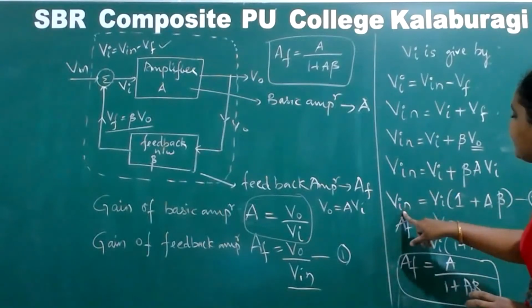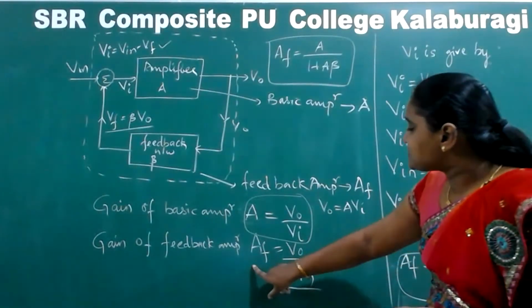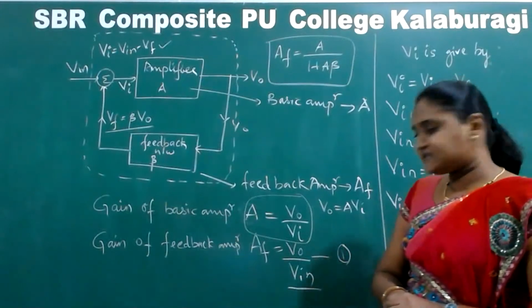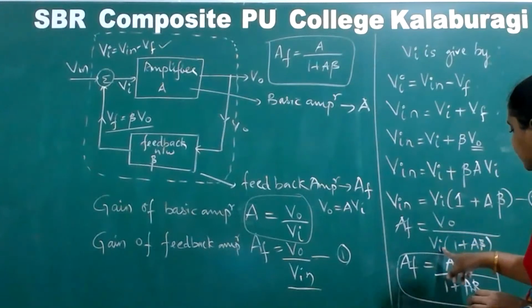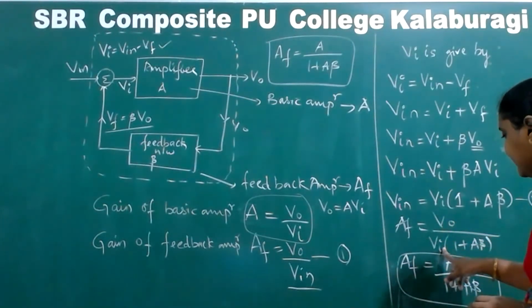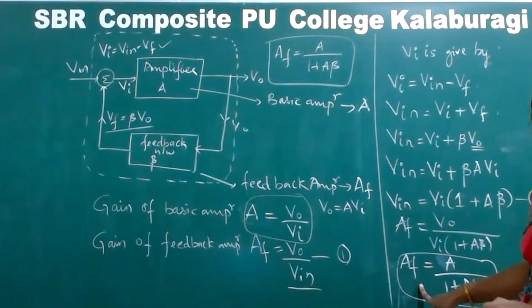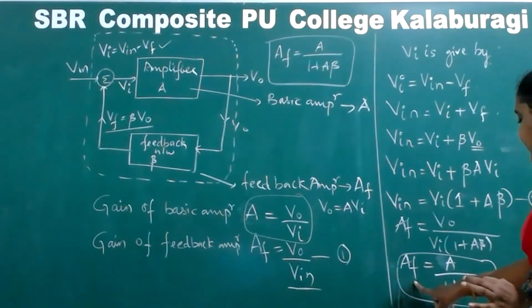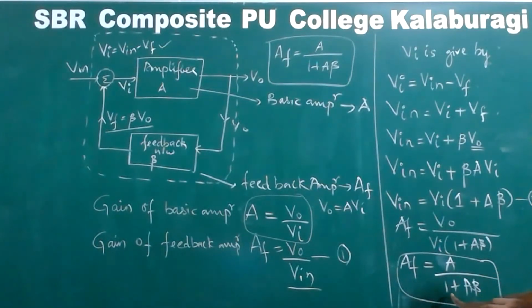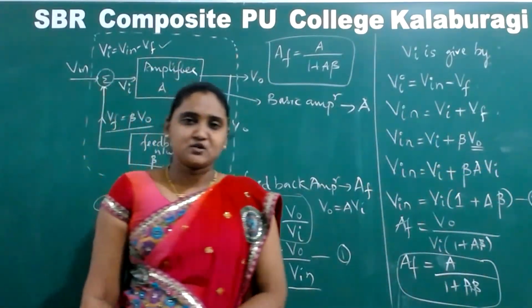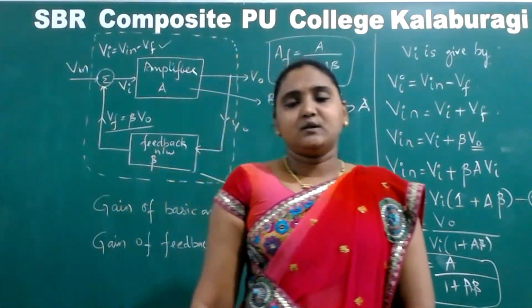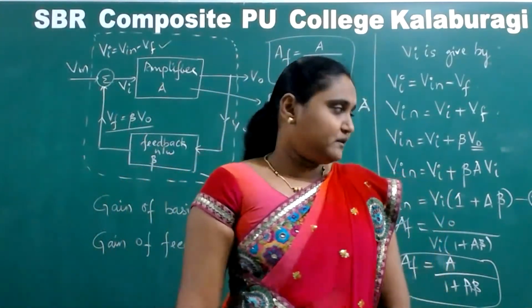Now I have the value of Va, and I am going to substitute it in the expression for AF is equal to V naught by Va. There I write the value of V naught by Vi as A. So the final expression for the gain of the feedback amplifier, AF, is A by 1 plus A beta.